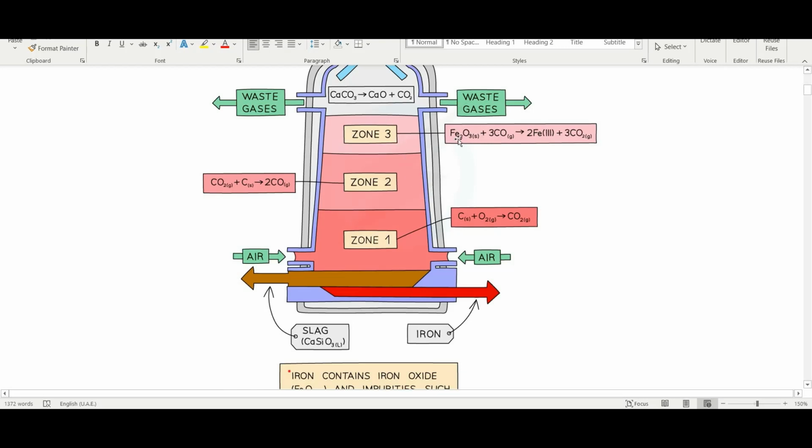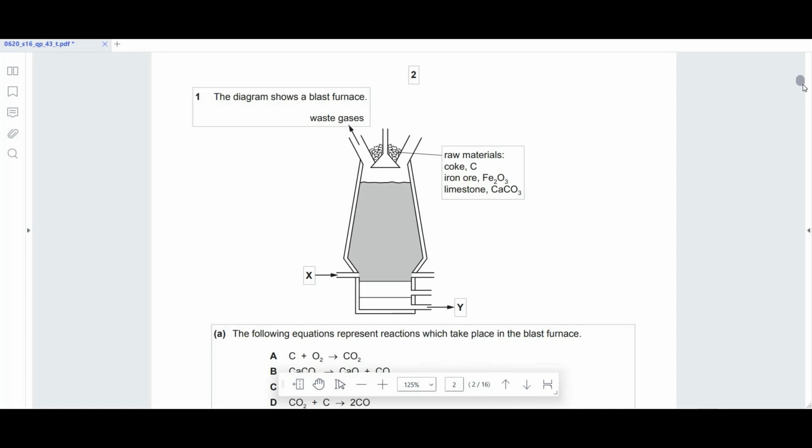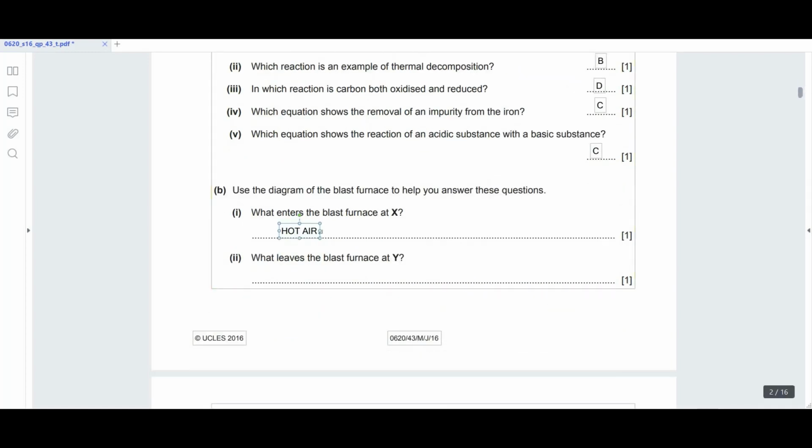In zone 3, the reaction is taking place between Fe2O3 and carbon monoxide, which will form pure iron and carbon dioxide. This pure iron will be melted and collected at the bottom and tapped off separately. But in this part of the question, they are asking only about what leaves the blast furnace at this point. So we can say pure iron. Pure iron I can mention here.